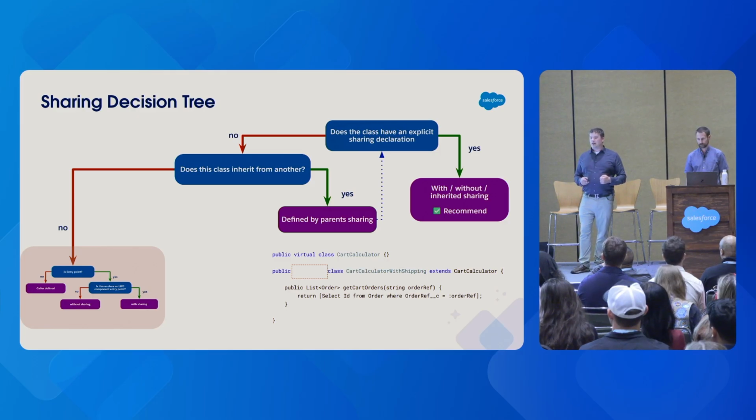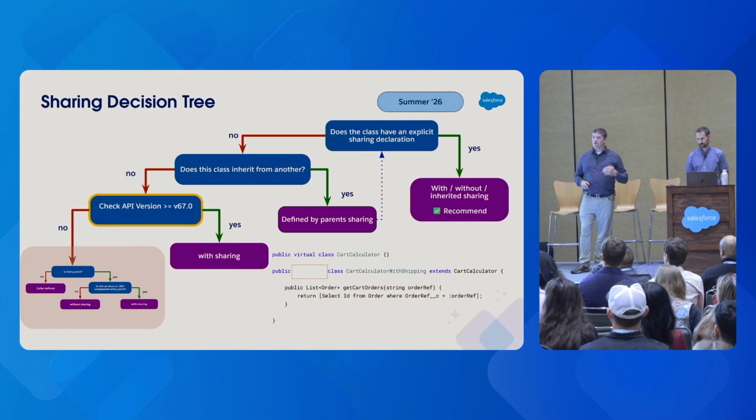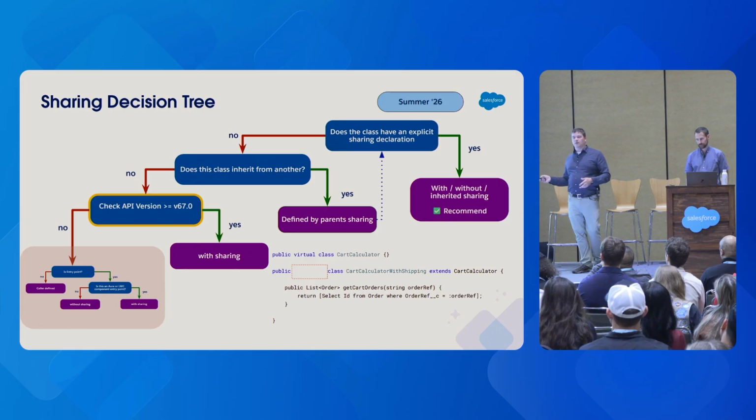This is where our first API version change in version 67 comes in. When you declare your class, if it's bound to version 67, and if you're coming down this decision tree where there's no sharing declaration, it will just default to with sharing, so secure by default. You, of course, still have full control. If you want to declare without sharing or inherited sharing, you can do so, but it's important to know that model will change when the API version of the class changes to 67.